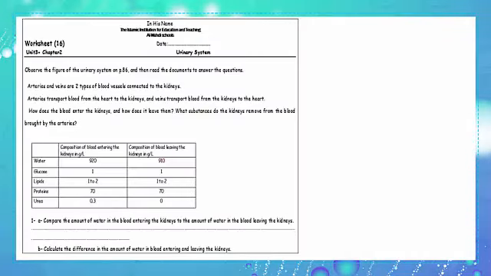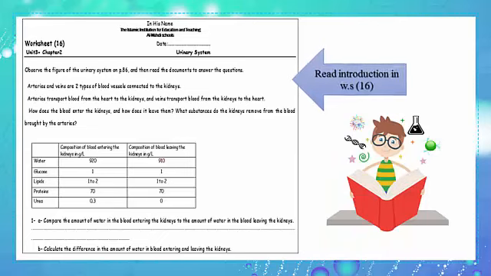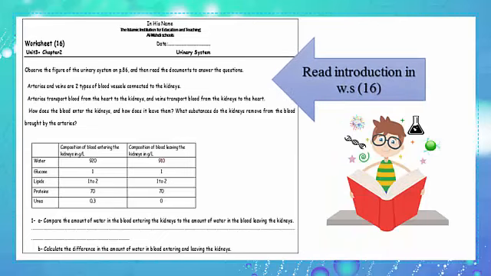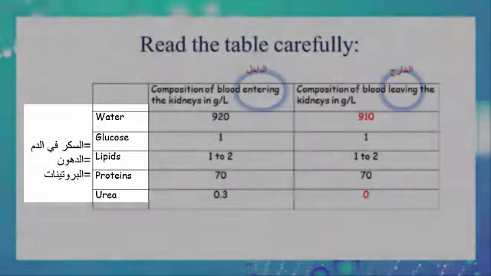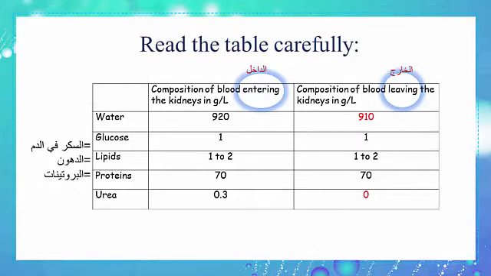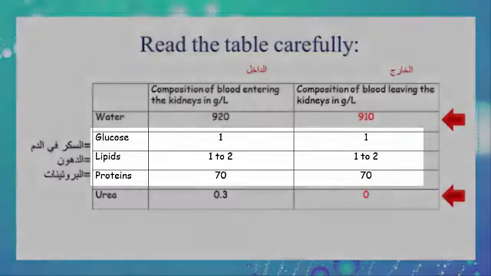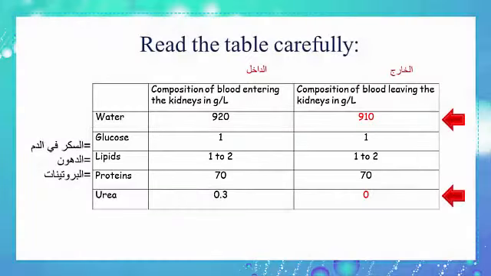Now I want you to open your science booklets on worksheet 16 and read the introduction. Please pause the video while reading. Then read the table carefully. This table shows the composition of blood entering and leaving the kidneys, which means the different substances found in the blood. You will see that these quantities have changed in the case of water and urea, whereas it stays the same in the case of glucose, lipids, and protein.